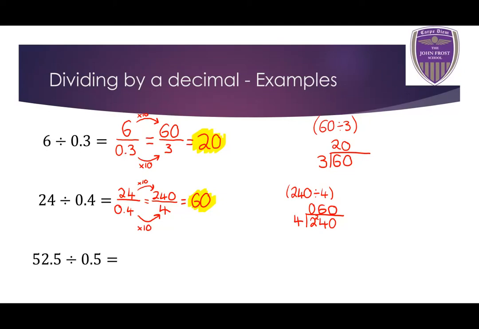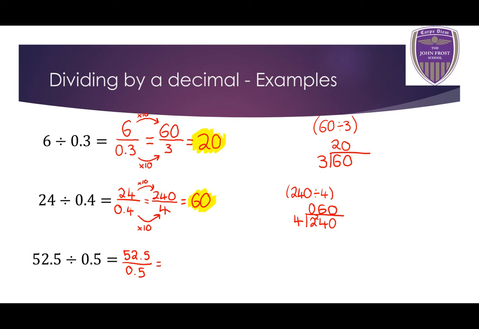Now, one more. Notice here I've got 52.5 divided by 0.5. So we're dividing a decimal by a decimal, okay? Now, you might be thinking, last example, we just had to do the bus stop method. But if you're dividing by a decimal, we have to use this equivalent fraction method, okay? This takes priority. So let's write this out as a fraction. 52.5 divided by 0.5, okay?